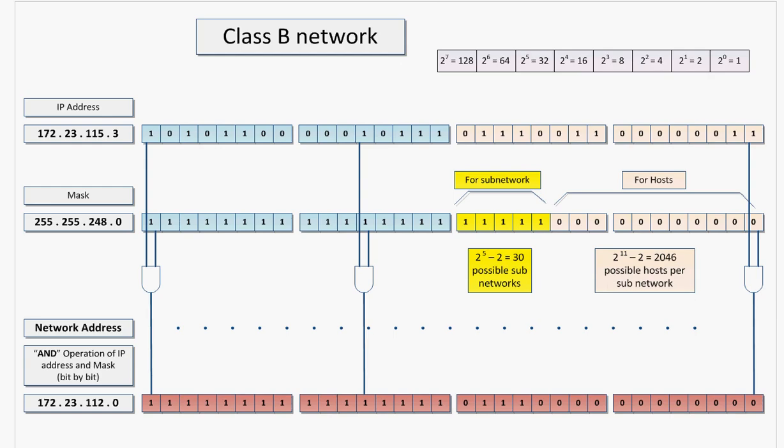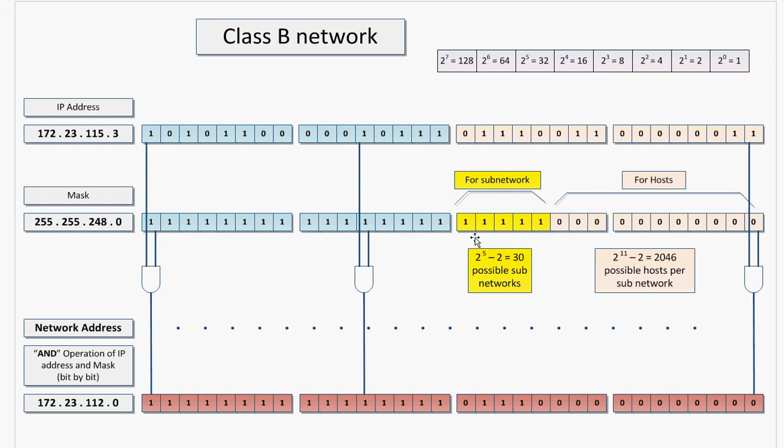This is a class B example. Let's say you are given the IP address 172.23.115.3, and your mask is 255.255.248.0. Here the question is, what will be your network address? First I put the IP in binary representation here, then I put the mask here in binary form, and this is class B. The 16 bits are used for the host, but when you do subnetting, you borrow some of the bits from the host portion for the network portion to create the subnets.